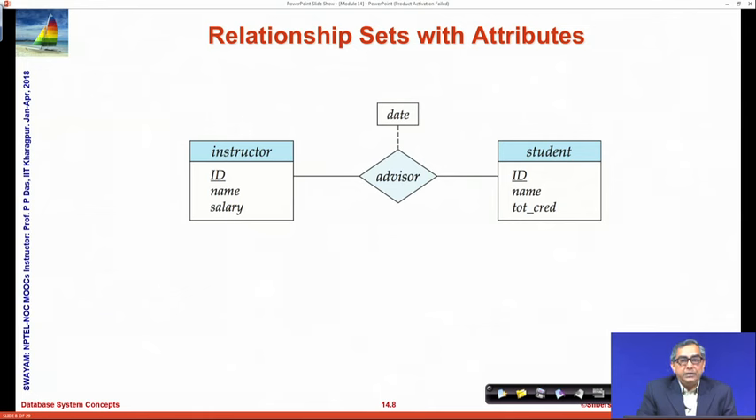As we had mentioned, relationships could also have attributes. So, if the advisor relationship has an attribute date, then it will be tagged to the advisor relationship, with the attribute coming within a rectangle and attached to the name of the relationship by a dotted line. So, this shows that advisor is the relationship between instructor and student, and the advisor relationship has an attribute date.